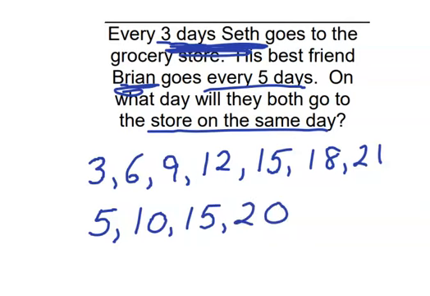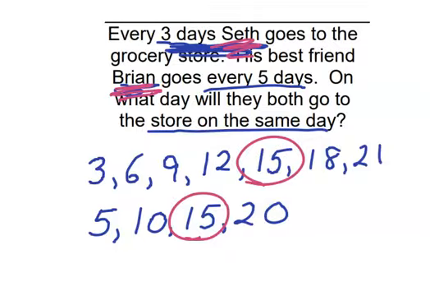All right, so let's see at this point, is there a day that they're both going to be there? Let's see, the 3, the 5, the 6, the 10, the 9, the 12, nope, but the 15. So every 15 days, both Seth and Brian are going to be grocery shopping on the same day. So that's all you have to do for that one.